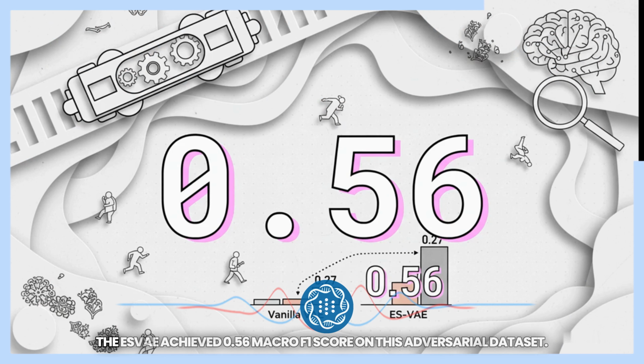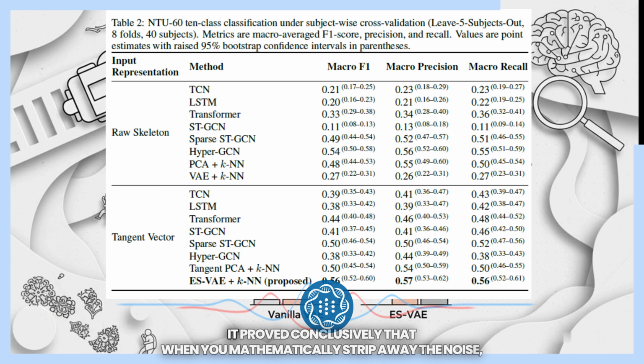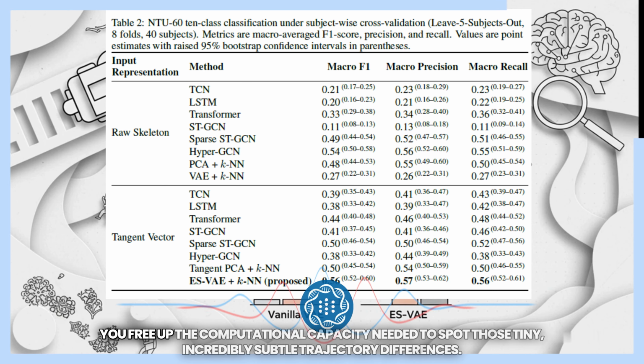And the result? The ES-VAE achieved 0.56 macro F1 score on this adversarial dataset. That more than doubled the standard vanilla VAE score, which was stuck at 0.27. It proved conclusively that when you mathematically strip away the noise, you free up the computational capacity needed to spot those tiny, incredibly subtle trajectory differences.